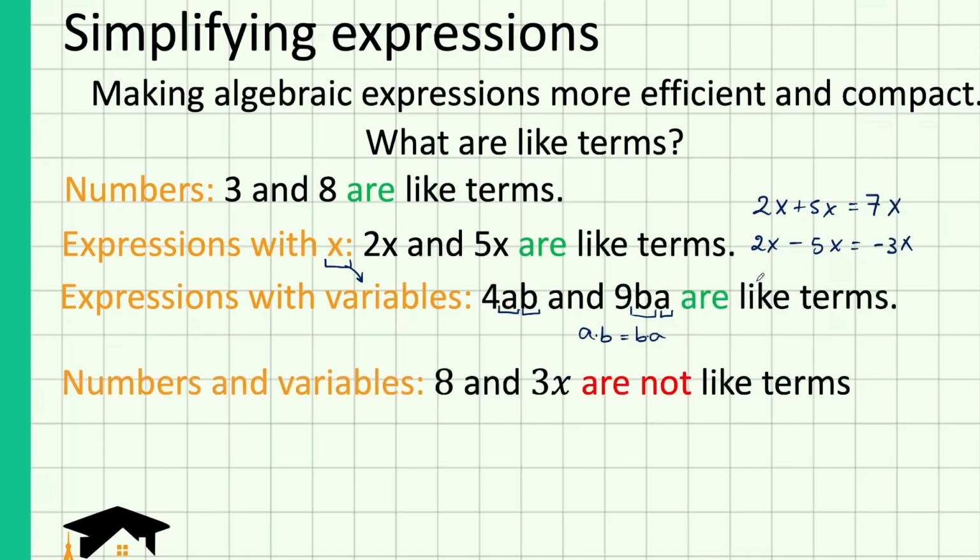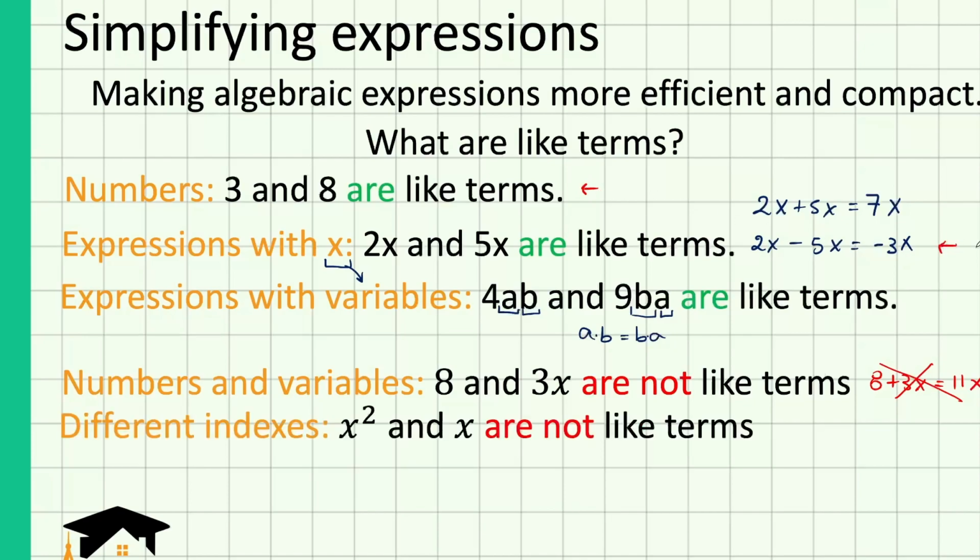Numbers and variables, for example 8 and 3x, are not like terms. It is a very common error to do 8 plus 3x equal to 11x. This is wrong. We can only add 8 with 3 if they both have x, or if none of them have x, like in this case, or in this case.